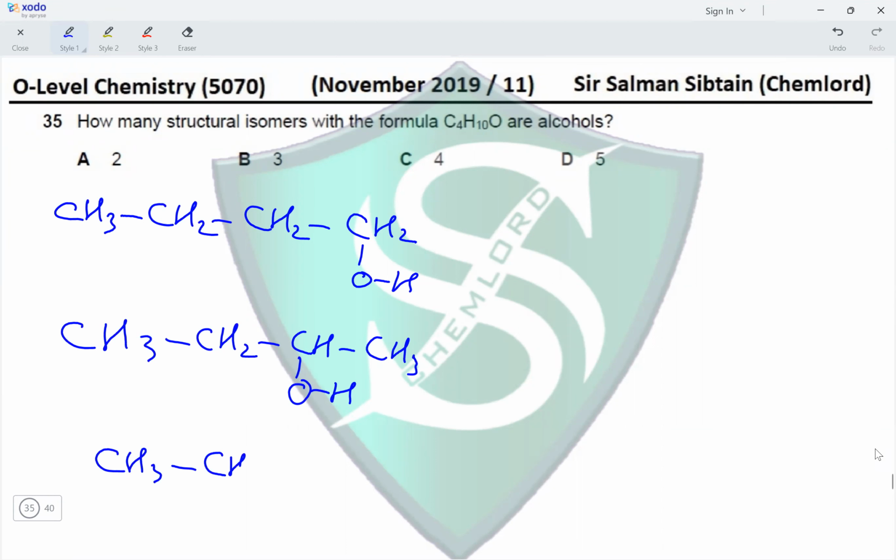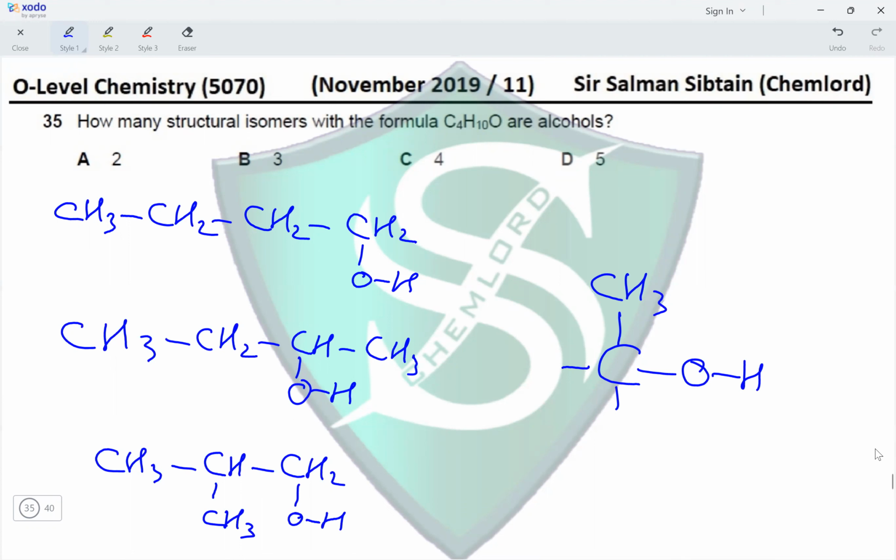And then we have CH3, CH, CH2, OH here, and we move one of the CH3 groups as a substitute group here. This is the third isomer, and we've got another isomer. We've got a carbon with an OH group and attached to three CH3 groups. All of these four isomers have the same molecular formula, making them structural isomers and making option C the correct option for this question.